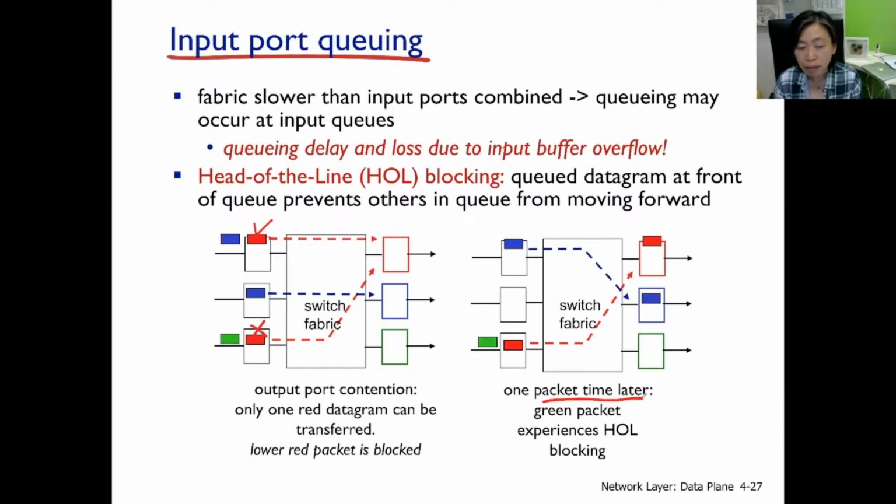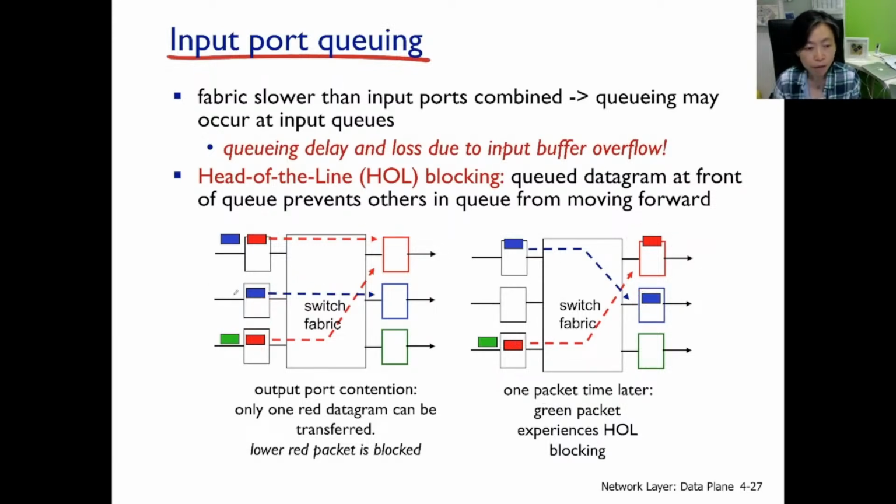One packet time later, you see this red packet arriving at the output port. That's why we see the red packet here. This blue packet arrives at the blue port. That's why we see the blue packet here. But this one stays. Therefore, one packet time later, this red packet stays.